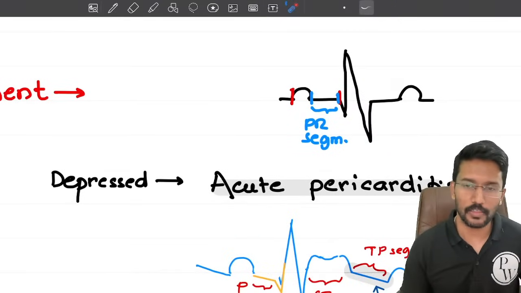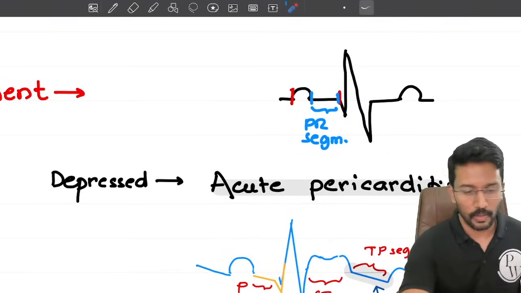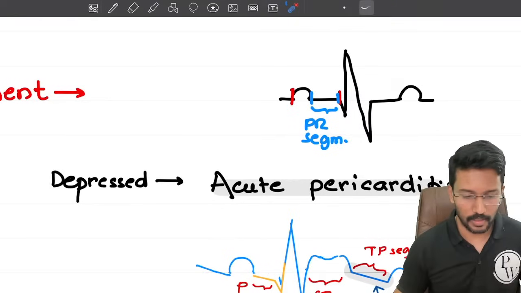And in acute pericarditis, we do see some additional changes. What are the additional changes we see in acute pericarditis?